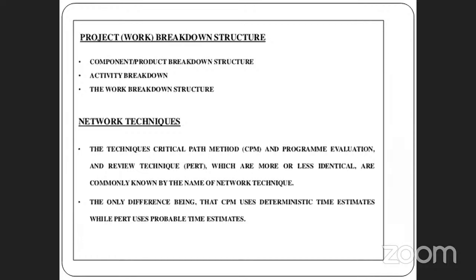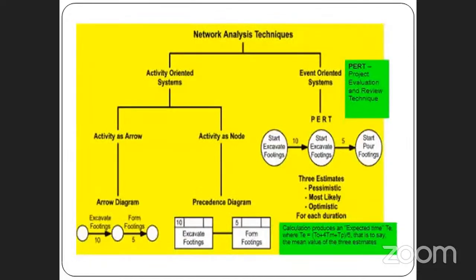Okay, next one is network techniques. So before, we have seen that the bar chart is a project planning technique. Next, network technique is nothing but CPM and PERT, I think you are well aware of this. So network techniques are related with both CPM and PERT. CPM is the critical path method, and PERT is the program evaluation review technique. CPM is an activity oriented system, then PERT is an event oriented system.